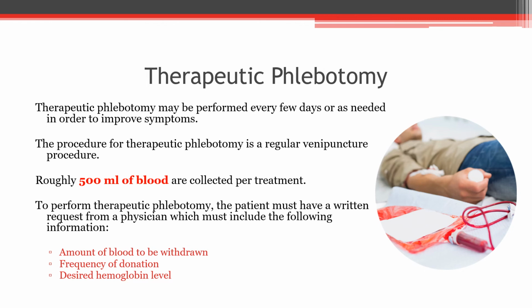The procedure for therapeutic phlebotomy is a regular venipuncture procedure. Roughly 500 milliliters of blood are collected per treatment. To perform therapeutic phlebotomy, the patient must have a written request from a physician, which must include the following information: amount of blood to be withdrawn, frequency of donation, desired hemoglobin level.